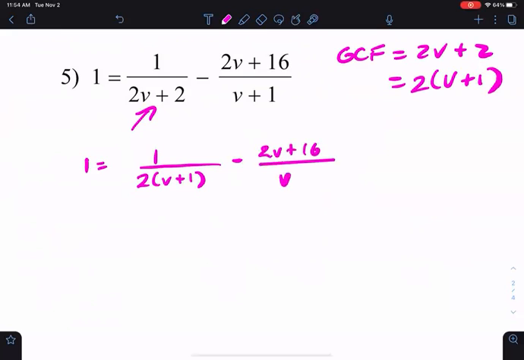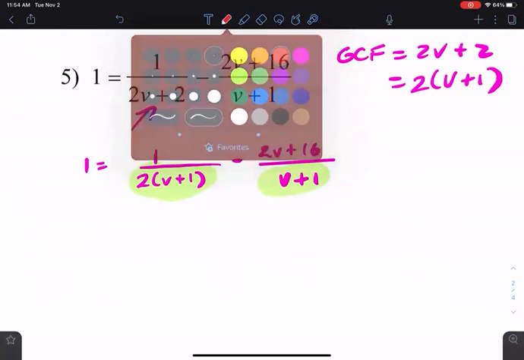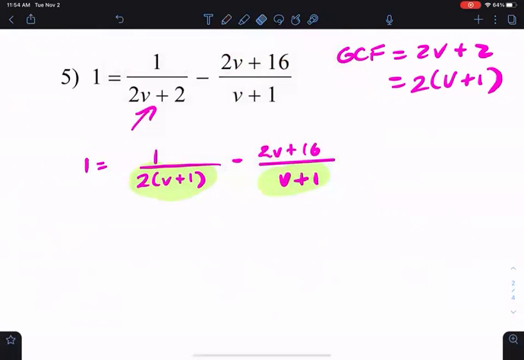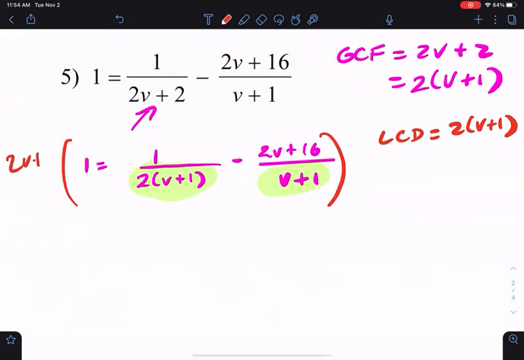Now, this is b plus 1. So if I need to find a common denominator between these two, I need to multiply this by 2, right? So the common denominator, or the LCD, here will be 2b plus 1. That means I need to multiply everything by 2b plus 1, right? So you do the same thing that we were doing before. This entire thing times this. Well, that's going to be the same thing. This is going to be 2b plus 1.